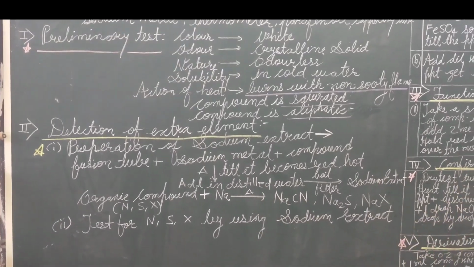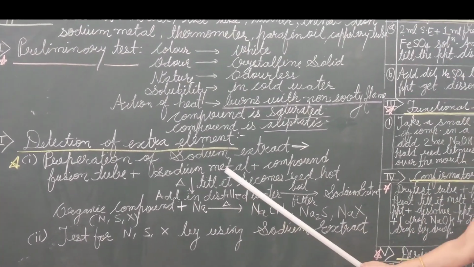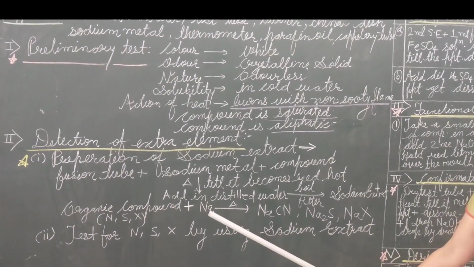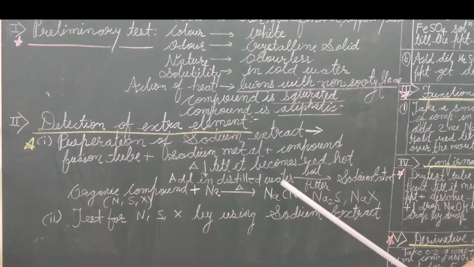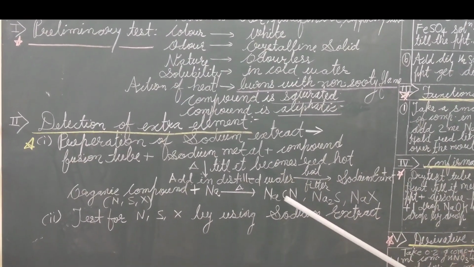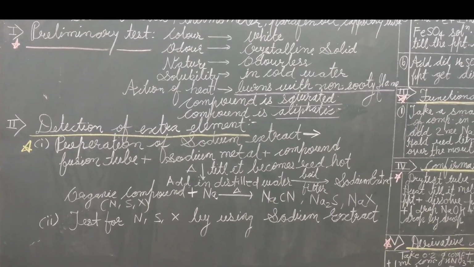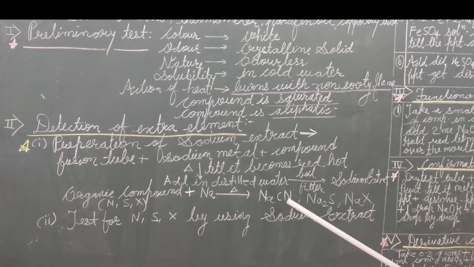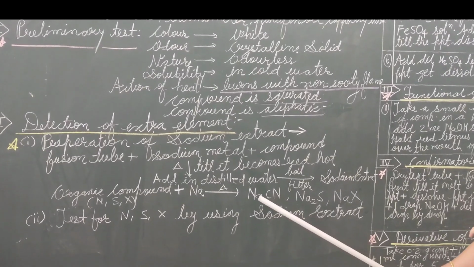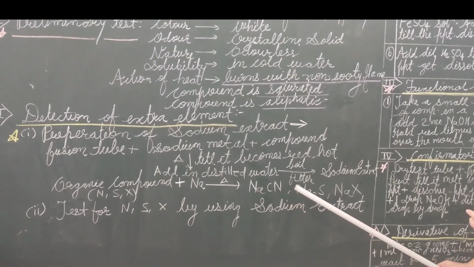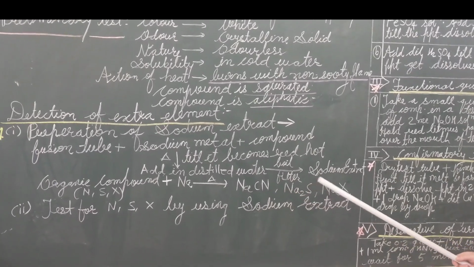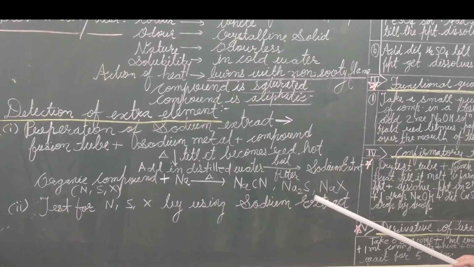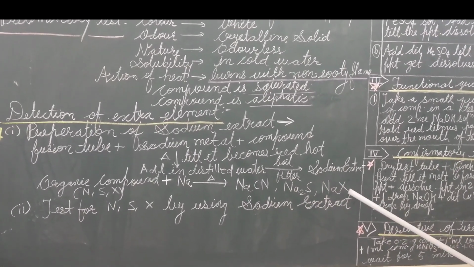As sodium is a very reactive metal, here we have taken sodium, and the sodium reacts with our organic compound to form these ionic inorganic substances. If nitrogen is present, then sodium converts into sodium cyanide; if sulfur is present, sodium converts into sodium sulfide; and with halogen, sodium gets converted into sodium halides.